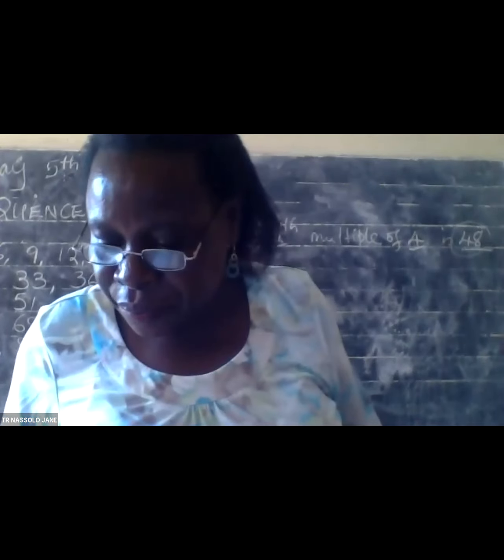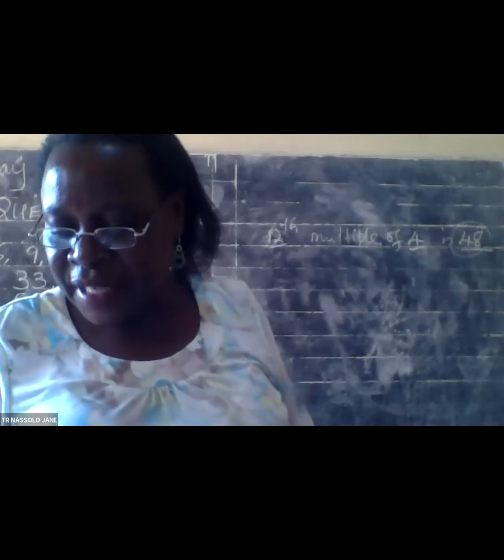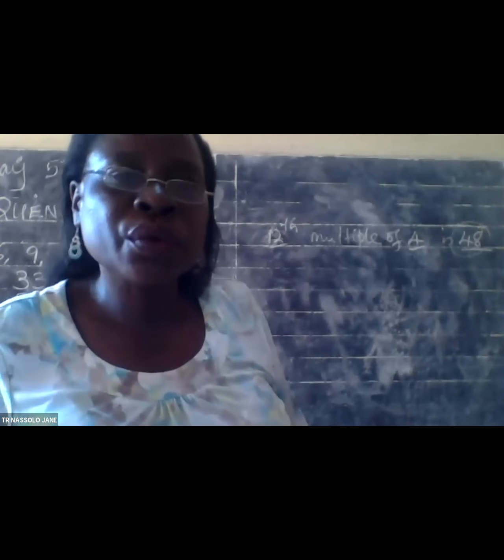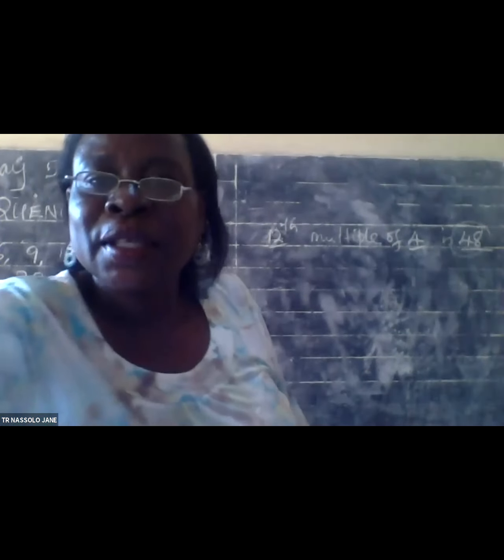Kamit is not there? Part B, who can guide us on part B? We want to find the 20th multiple of 4. Can somebody help us? Yes, Patience?